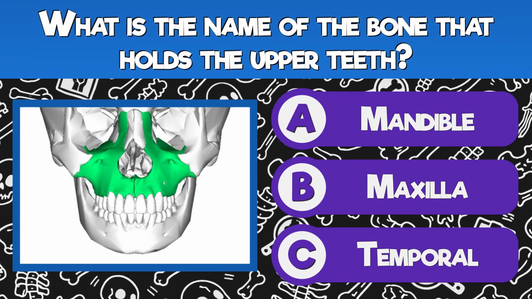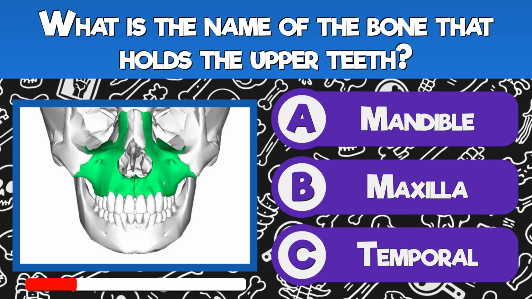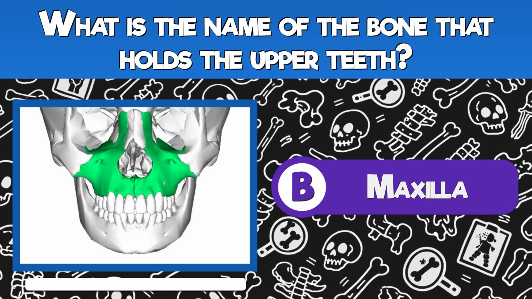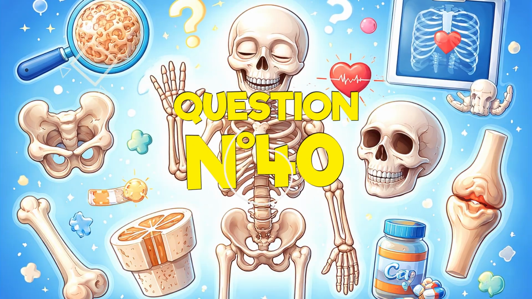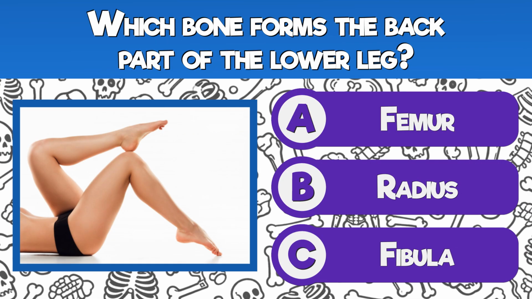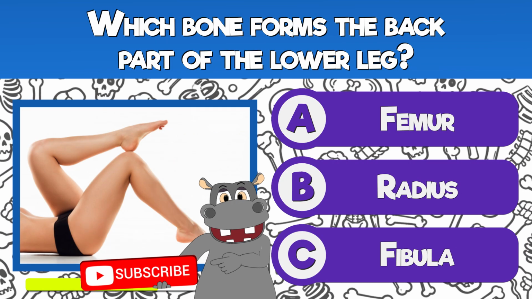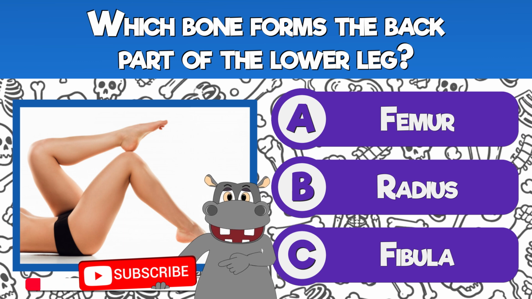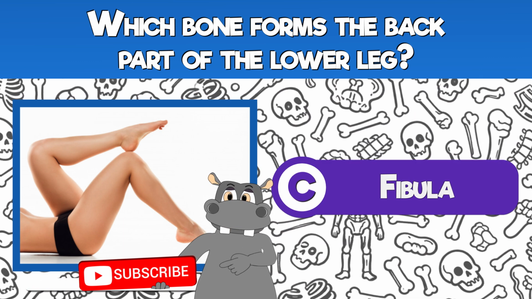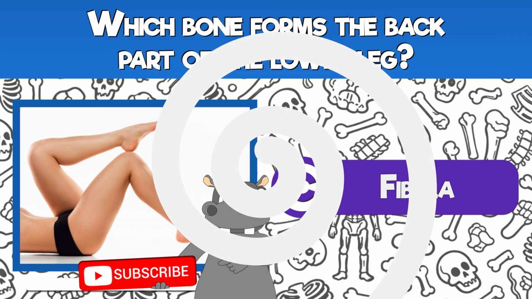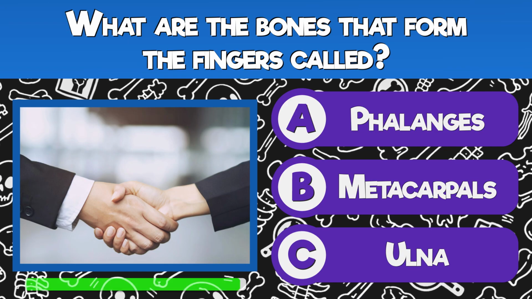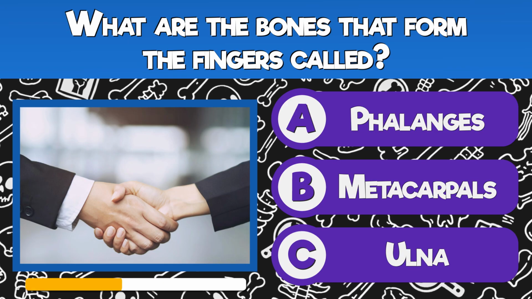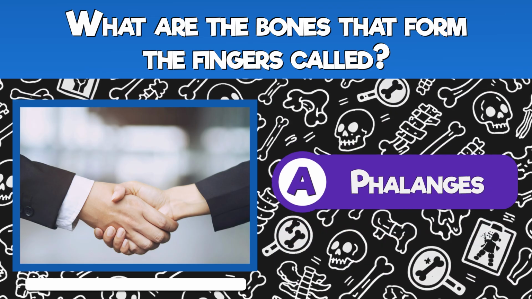What is the name of the bone that holds the upper teeth? The maxilla. Which bone forms the back part of the lower leg? The fibula. What are the bones that form the fingers called? Phalanges.